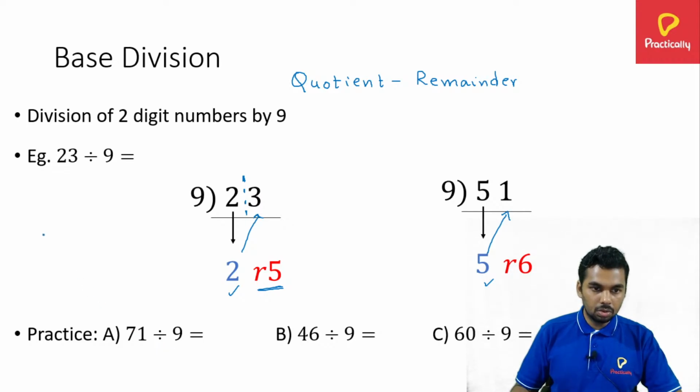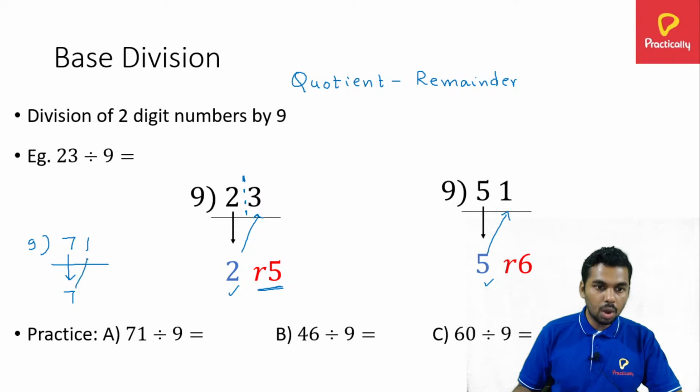Okay. So how am I going to write it? 71 is inside, 9 is outside. I'll just put a dash here. You bring the 7 as it is, no change. You add the 7 to the next place. 7 plus 1 is 8. That is the remainder. So this is the answer.